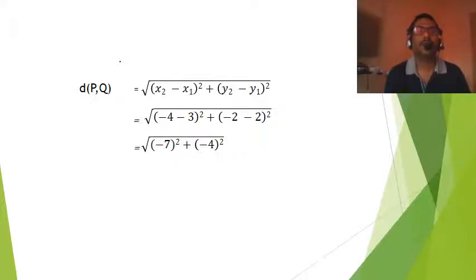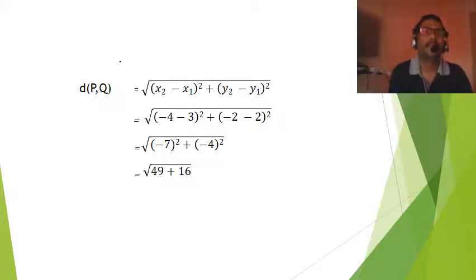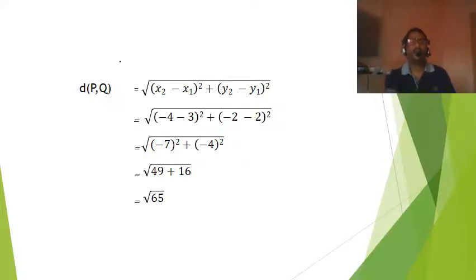The square of any positive or negative number is always positive. So we get the square root of 49 plus 16. Finally we get the answer root of 65. Therefore the distance between these 2 points, that is the distance between his initial position and final position, is root of 65. Therefore he reached square root of 65 kilometers from his original position.